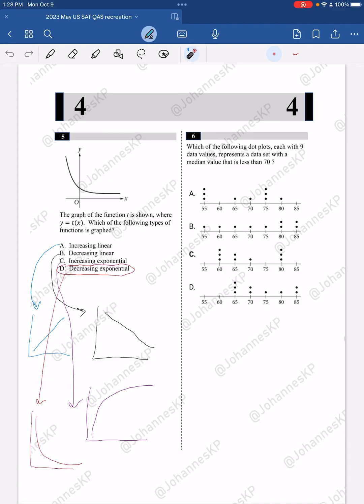How do you deal with dot plots on the SAT math, and how do you find parameters such as the median in a dot plot?